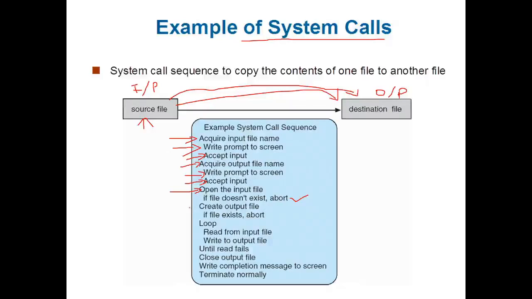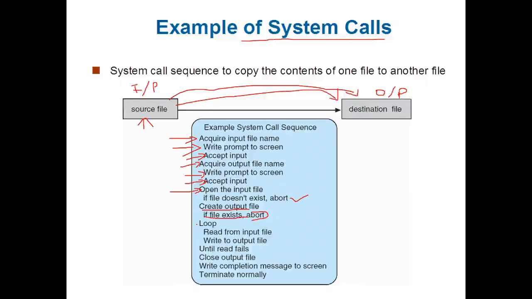One more, create the output file. Now suppose the output file is not there, then you are going to create the output file, and if the file already exists, then again the operation will be stopped.